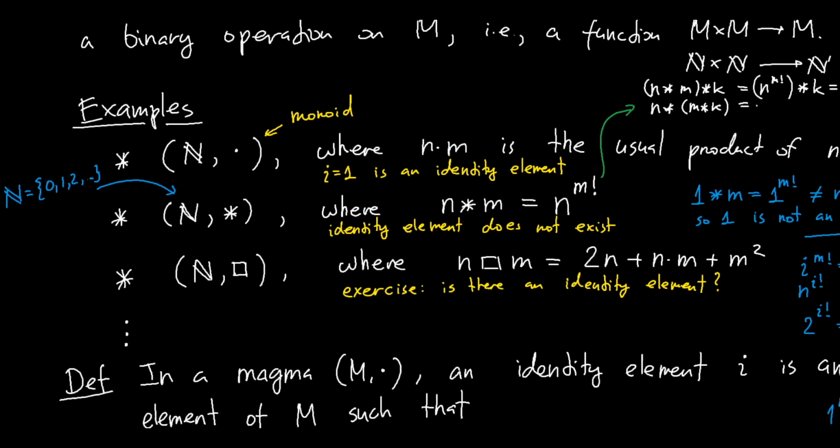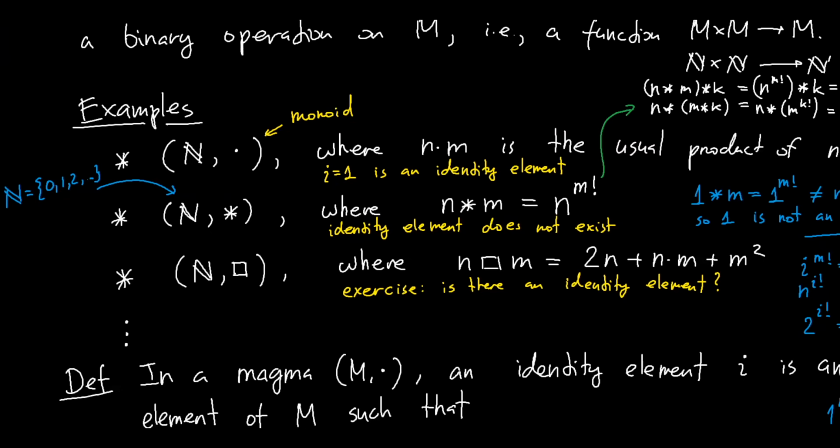What about the other one? The other one is n star m star k, which is m to the power k factorial, right? And this one will be n to the power m to the power, sorry, yeah, m to the power k factorial. And I think by the appearance of these expressions, we're all quite convinced that they will hardly ever be equal to each other.